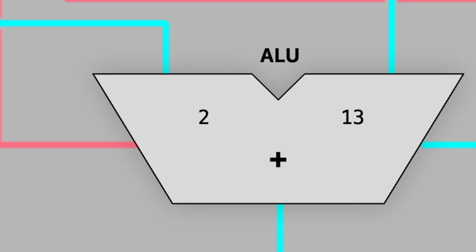The ALU, or arithmetic logic unit, is where all the heavy lifting happens. This is the CPU's calculator, performing all the arithmetic operations, like addition shown here, and logical operations like comparisons. It's the muscle of the CPU.